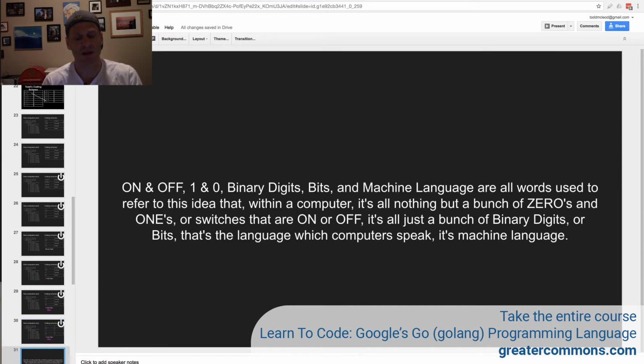Okay, so here's just a little terminology disambiguation. On and off, 1 and 0, binary digits, bits, and machine language are all words used to refer to this idea that within a computer, it's all nothing but a bunch of zeros and ones or switches that are on or off. It's all just a bunch of binary digits or bits. That's the language which computers speak. It's machine language, right? So you hear all those phrases, but that's what they mean. It's all just referring to circuits which are on or off, okay?